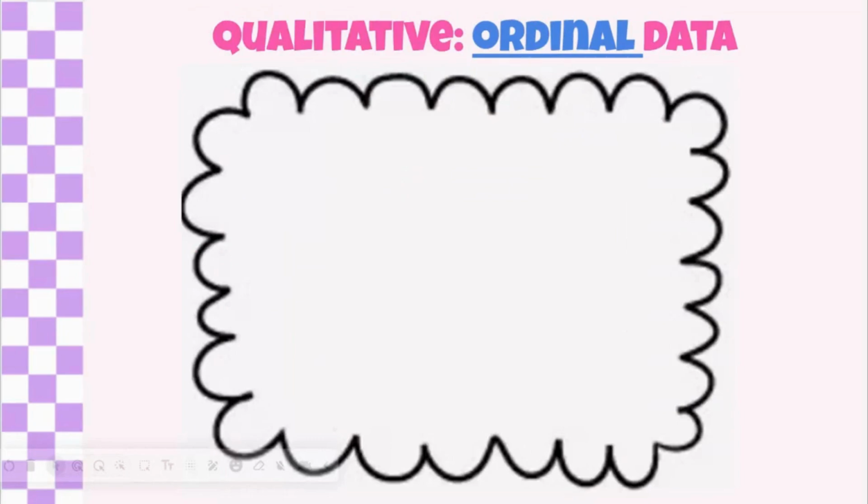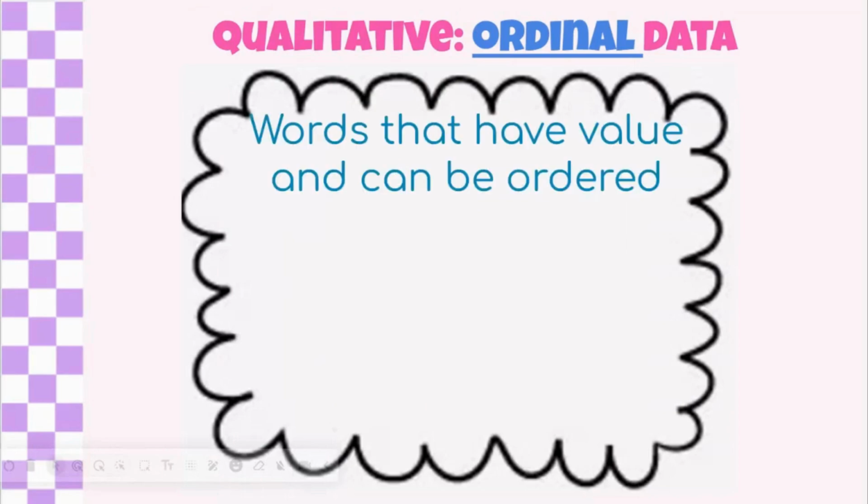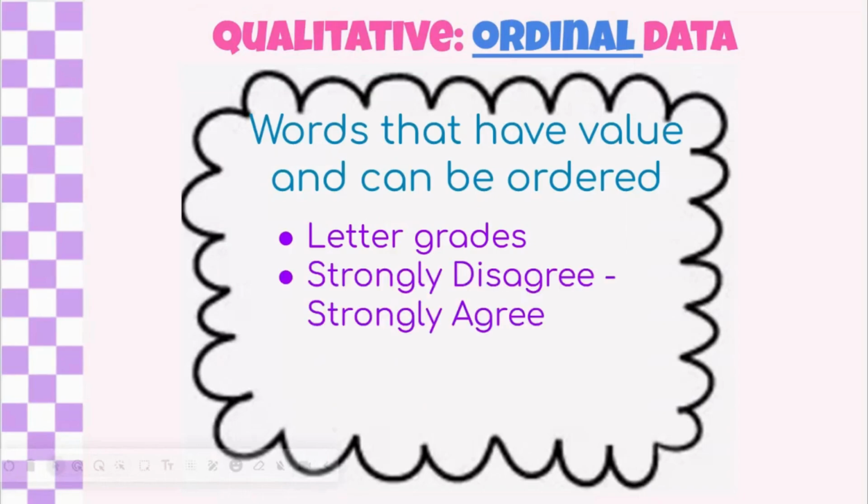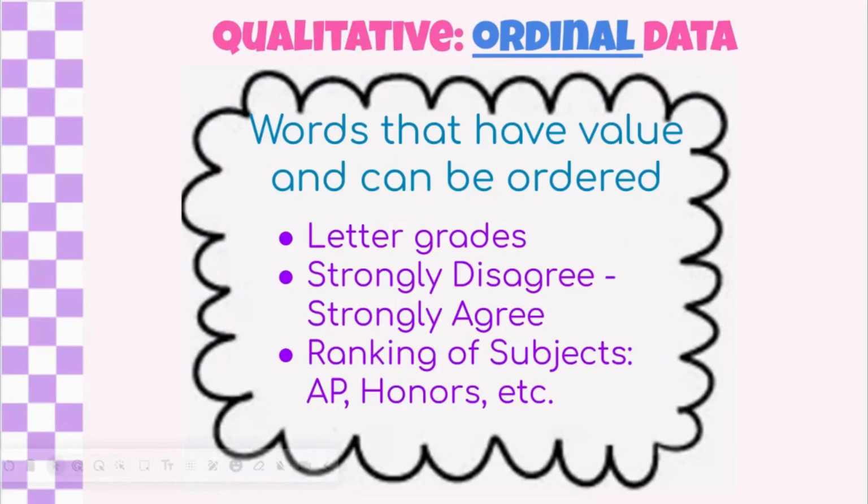The second type of qualitative data is going to be ordinal data, and in the word ordinal you see the word order. These are words that have value and can be ordered. So for example, your letter grades. You can't take the average of A, B plus, B minus, but you can put those letter grades in a specific order. The other thing that you're going to see are survey answers, ranging all the way from strongly disagree to strongly agree. Or if you were ranking subjects in order of difficulty, from AP to honors to college prep to basic level skills.